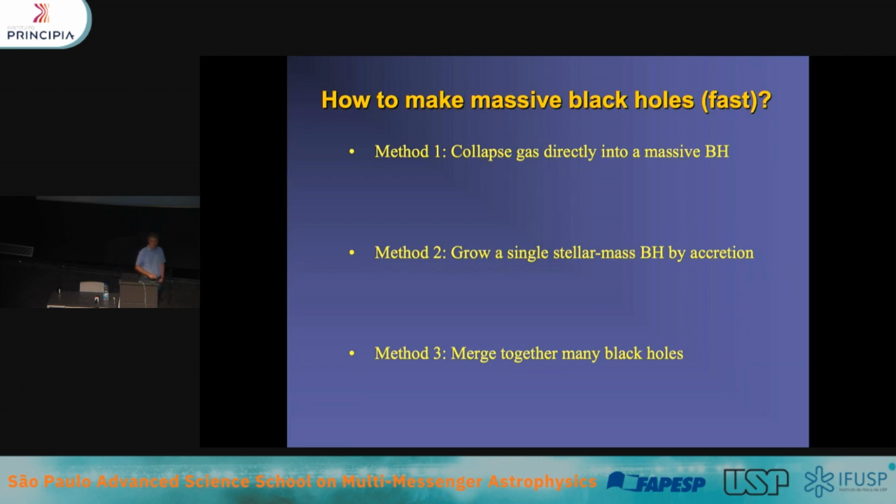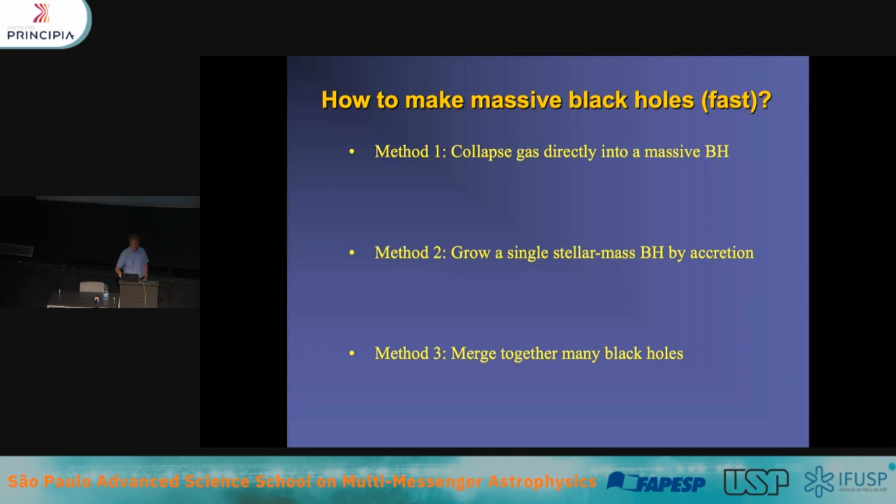Or maybe you can have the stellar mass seed grow by accretion, but then it has to violate this nominal maximum Eddington rate. We have to explain why that happens. Or maybe you just have to merge a lot of, you know, 1 million stellar mass black holes into a single supermassive black hole very rapidly. Now, all these ideas sound very good.